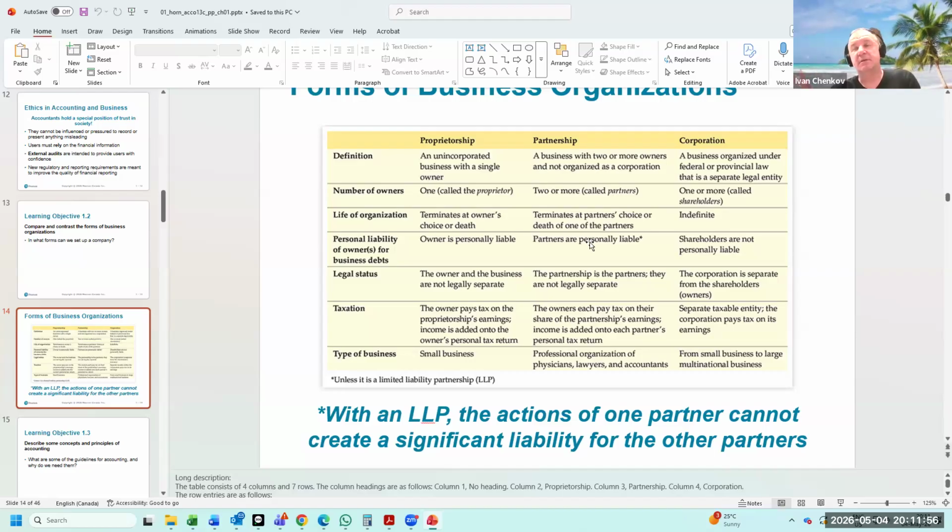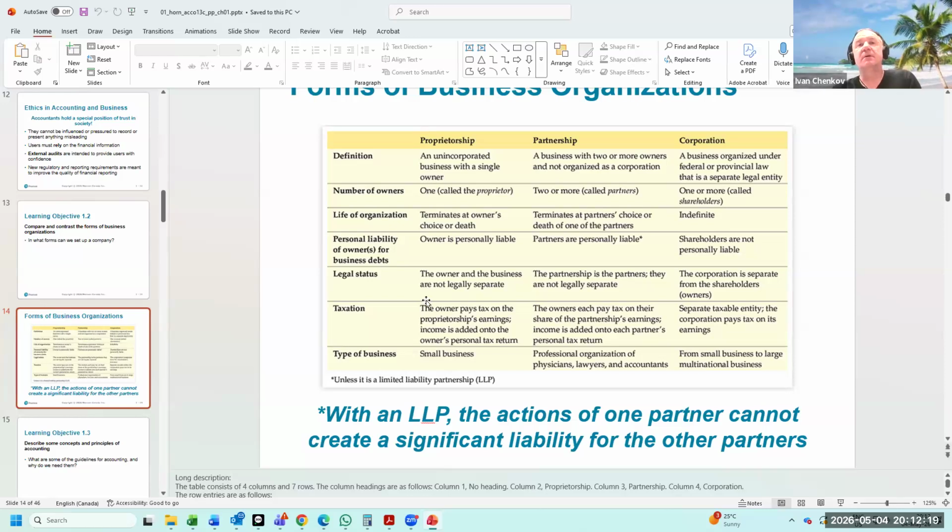There are some exemptions. Again, in 1210, we're going to talk more about the partnership. We have a special chapter for that one. Corporations: shareholders are not personally liable. They are liable, but only to the extent of their investment. That's it.